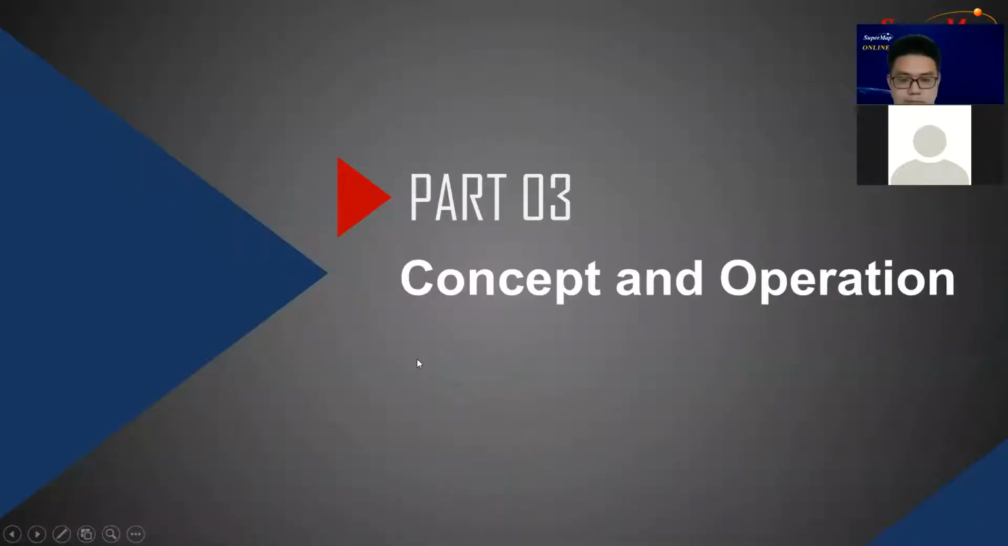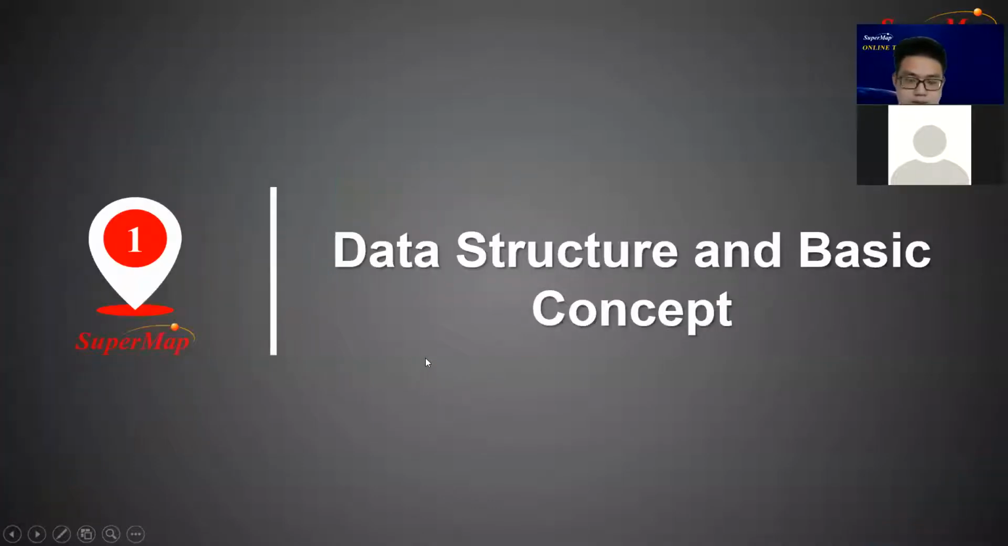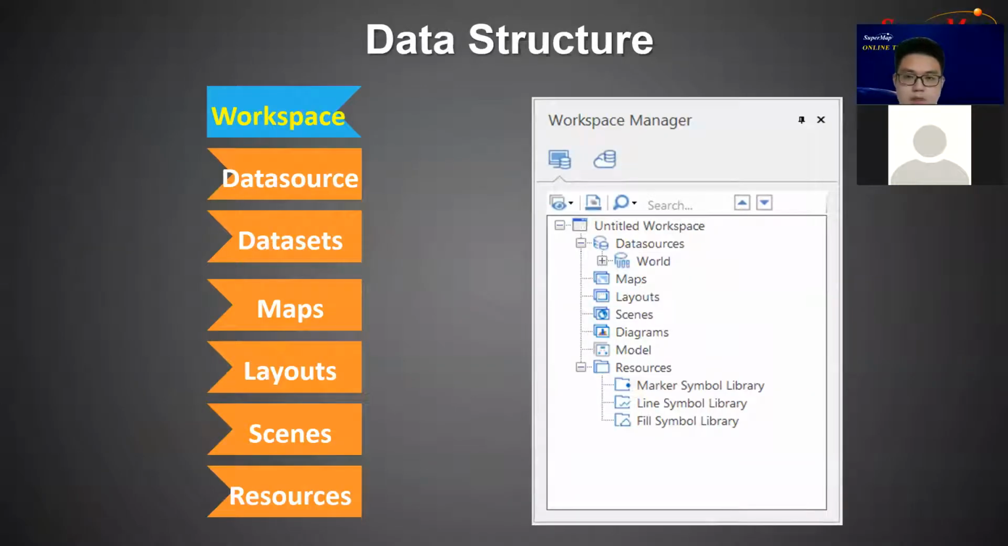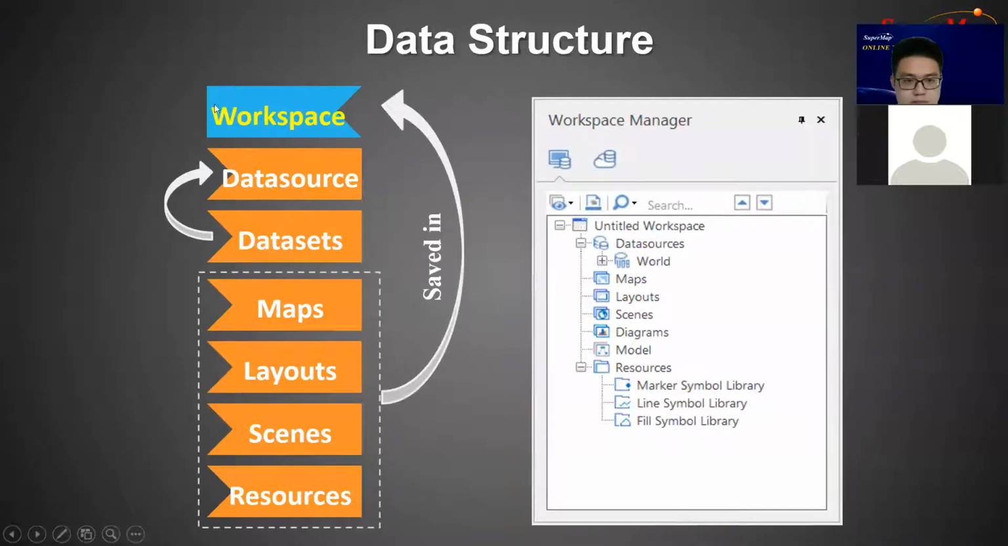And now with part 3, I will explain the data structures and the basic concepts. The first is about the data structures. Our data structure has two main things. One is the workspace, and another is the data source. These are the two important things.